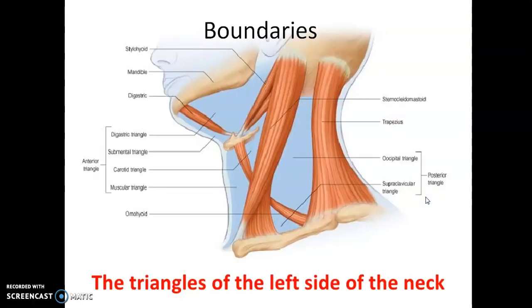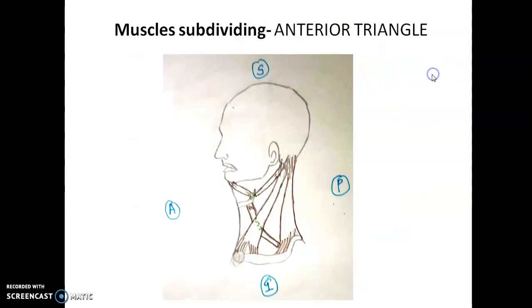Coming to the various boundaries of the anterior triangle. Once you know that there are 4 boundaries: superior, inferior, anterior, posterior, it is important to know which boundary you are talking of. The superior boundary is formed by the base of the mandible and an imaginary line from the angle of the mandible to the mastoid process. The anterior boundary is from the chin or the symphysis menti to the suprasternal notch of the sternum. The posterior boundary is the anterior border of the sternocleidomastoid. So these are the 3 boundaries of the anterior triangle.